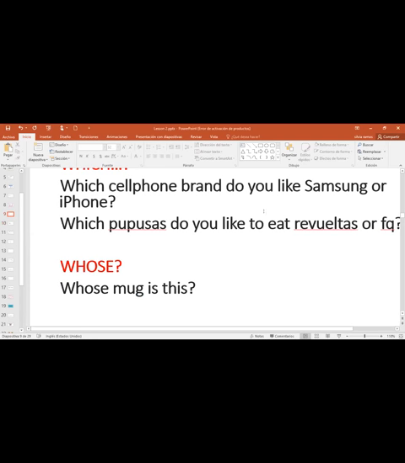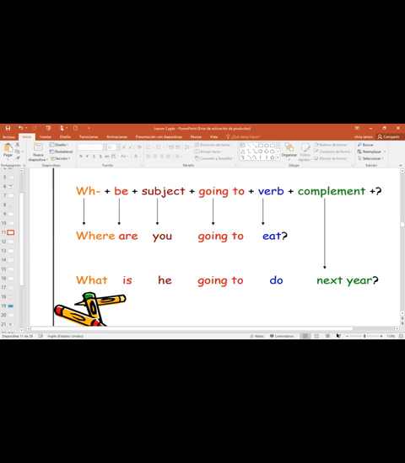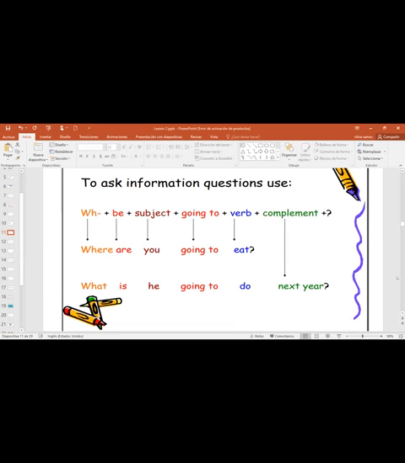What else? What other example can you give me? If I have this. Díganme otro ejemplo para recordarnos. This is the formula that we share: WH plus be plus subject plus going to plus verb plus complement. What could be another example? ¿Cuál podría ser otro ejemplo? What's another example?